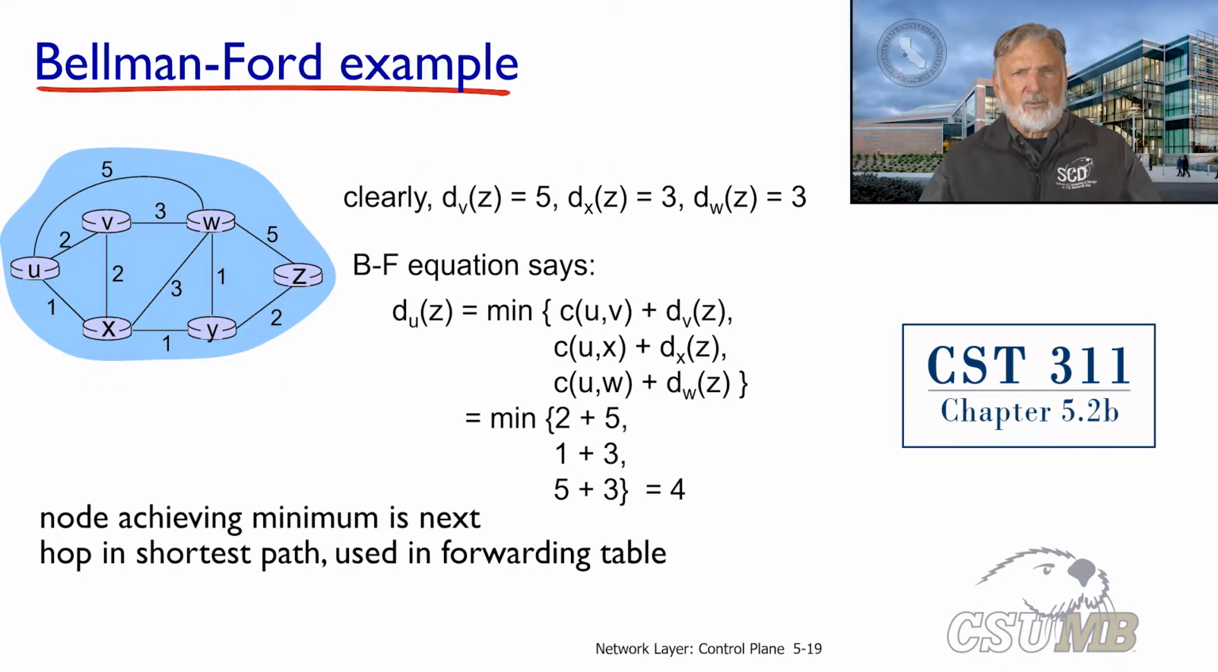Let's see how this algorithm works. Look at this network diagram. We want the lowest cost path from node U to node Z. First, let's look at the directly connected neighbors of source node U, which are V, X, and W. The costs from U to each of these are 2, 1, and 5 respectively. To the costs from the source to each neighbor node, we add the costs of the path from those neighboring nodes to the destination.